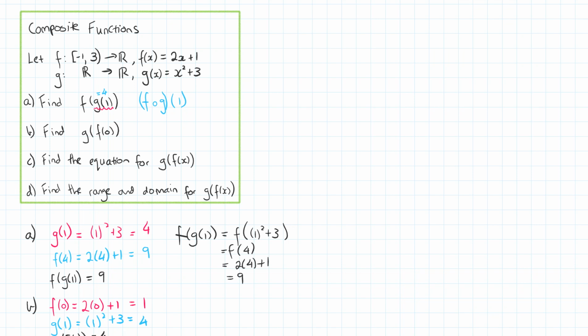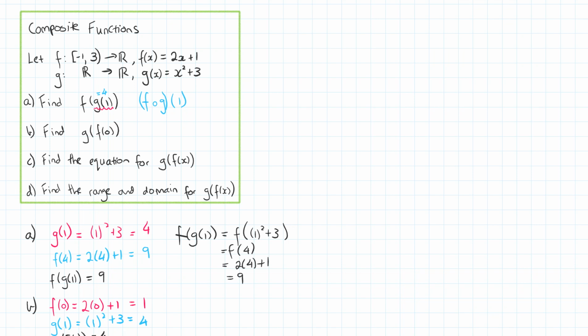Okay, so that's how composite functions work for substituting in a single number. We have a function that's stuck inside a function, or a function that's being substituted into another function, sort of an inner and an outer function. So we'd like to find the equation for this. And we're just going to find the equation for g of f. We're not going to do f of g.